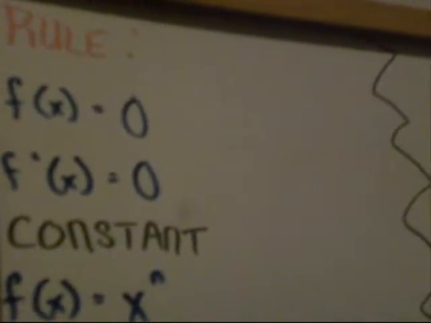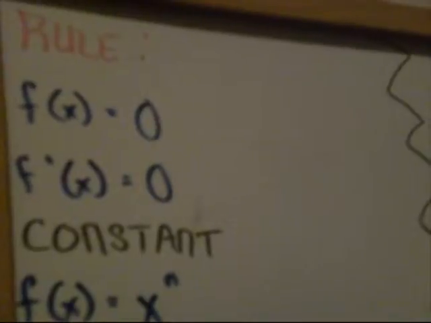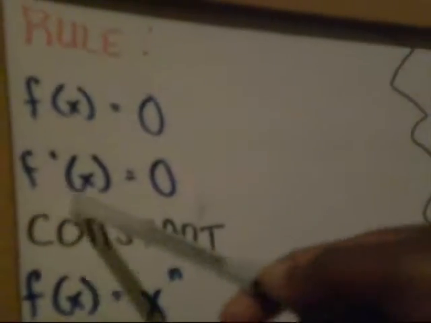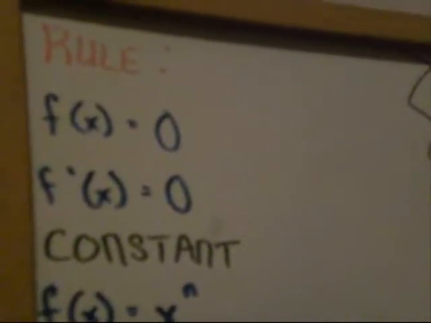Okay, so first of all, a derivative is the slope of the line tangent to a curve. And you'll usually see derivatives written as f prime of x or dy over dx.